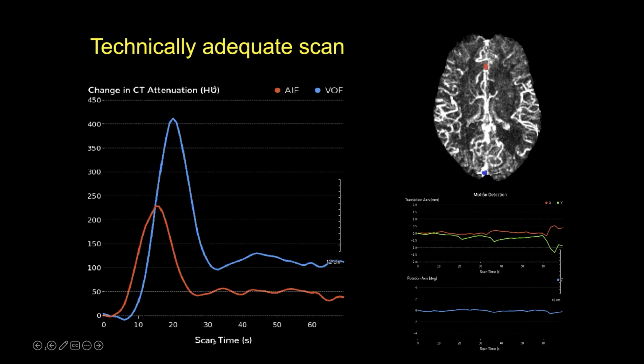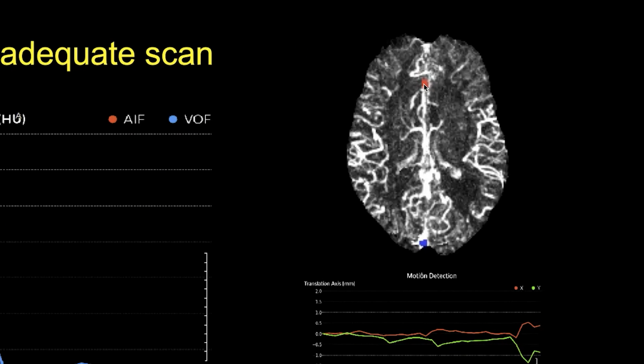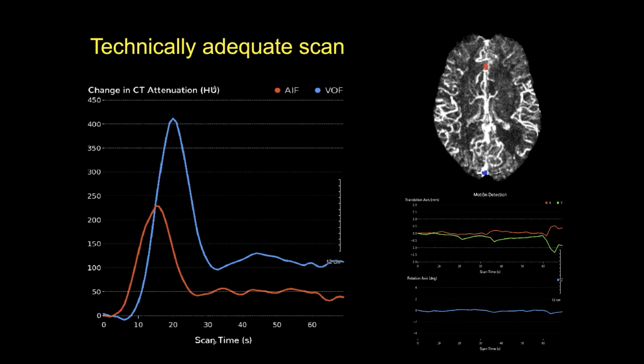And this is where I would highly encourage all of you to work with your radiologist, work with your technologist, your physicist to set up the correct protocols. The second thing that I also want to see is, where did the software pick the arterial and the venous input? So over here is your arterial input in the A2s, and here is your venous input in the superior sagittal sinus. Motion, that's the other thing.